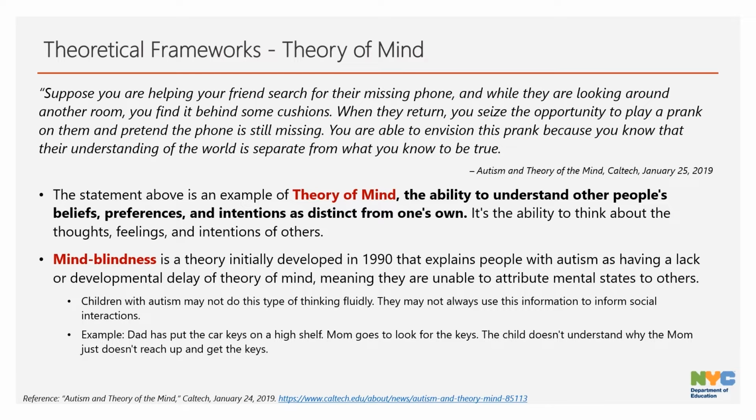Theoretical frameworks. Theory of mind. The following is a quote from Autism and Theory of the Mind from Caltech from January 2019. Suppose you are helping your friend search for their missing phone, and while they are looking around another room, you find it behind some cushions. When they return, you seize the opportunity to play a prank on them and pretend the phone is still missing.